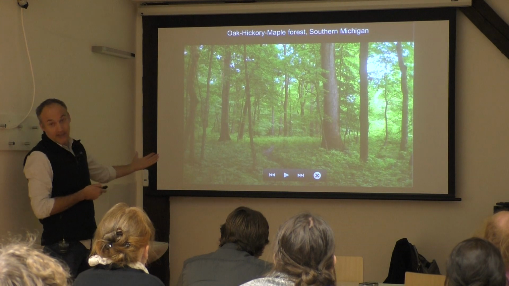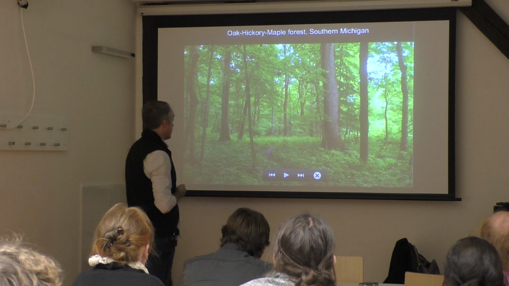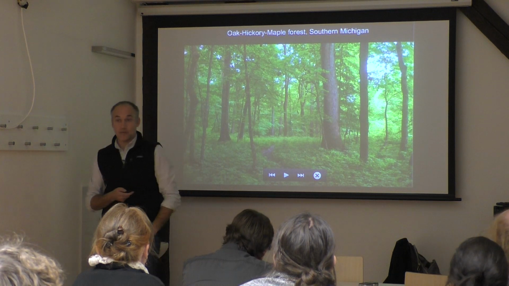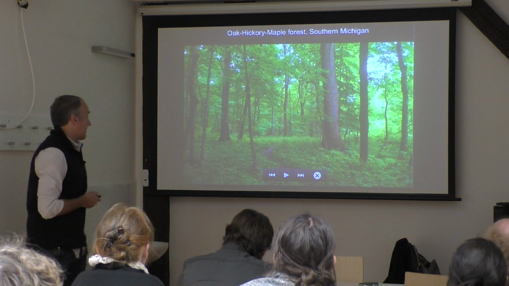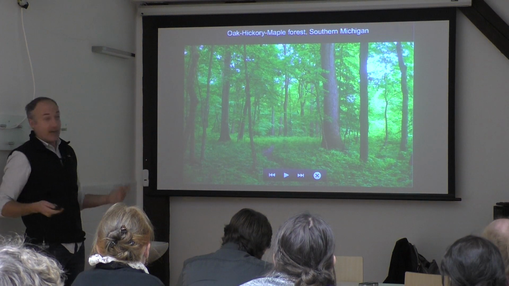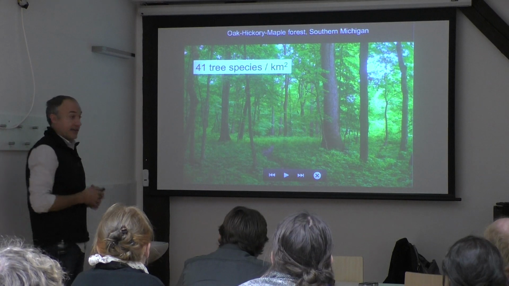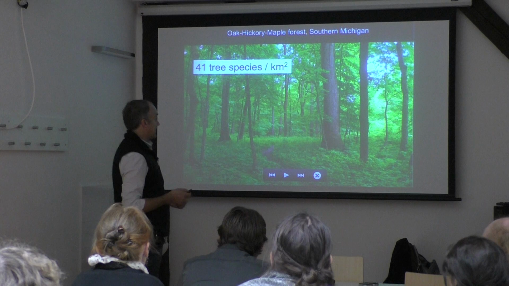So if you go to an oak hickory maple forest close to where I live, a reserve about 20 kilometers from my hometown of Ann Arbor, Michigan, and you were to take about a 50 hectare area in there and ask how many species of trees do you have, that was about 41 tree species per square kilometer at that sort of spatial scale.